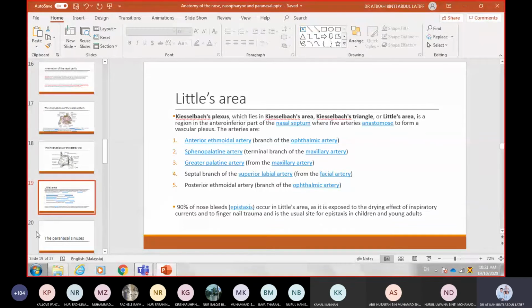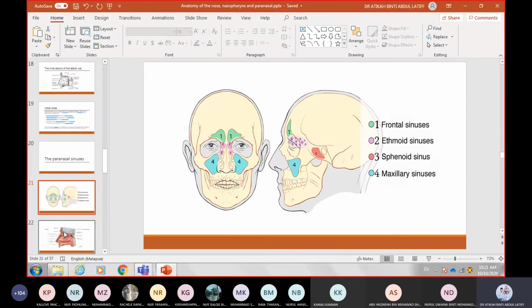So next is the paranasal sinuses. What are sinuses actually? Empty spaces. So they're supposed to contain air. So you have sinuses, or empty spaces, near your nasal cavity, where they contain air. It helps to make the skeleton of your head feel lighter.